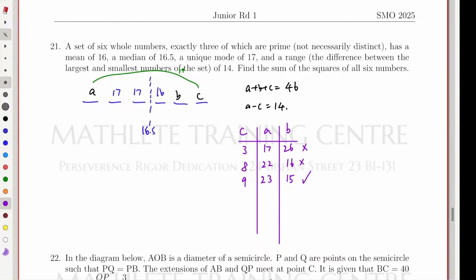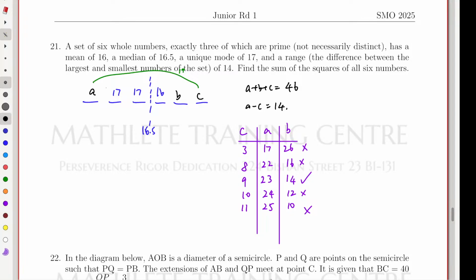So you already have the answer, but let's just do a quick check that nothing else works. For example, 10, 24, and 13. Wait a minute. No, sorry, 9, 23, and 14, sorry. Sorry about that, but it's correct though. Then the next one is 10, 24, and 12, right? It doesn't have any primes. Then if you try 11, 25, and 10, then in this case, C is bigger than B already, so you know it's impossible. Therefore, the only case is 9, 23, and 14.